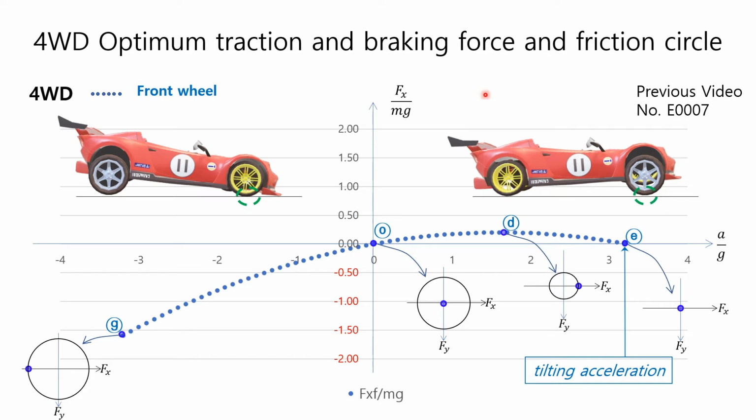On the other hand, when accelerating, the normal load decreases due to the decrease in weight on the front wheel, so it cannot accelerate beyond point D. So point D becomes the maximum acceleration state and the radius of the friction circle becomes smaller than at point O because the weight decreases. If you continue to accelerate here, the friction circle gradually decreases, and when you reach point E, the friction force disappears and becomes a friction point because it reaches the tilting acceleration where the front wheels come off the road surface.